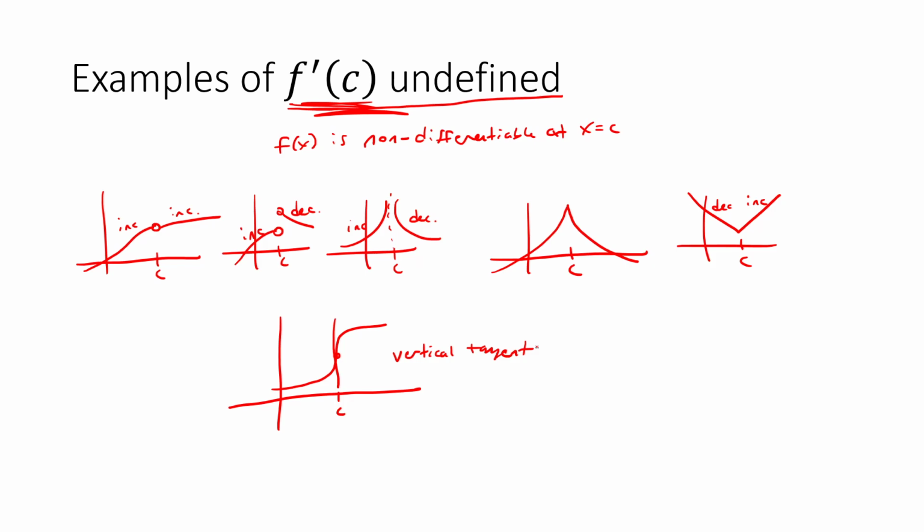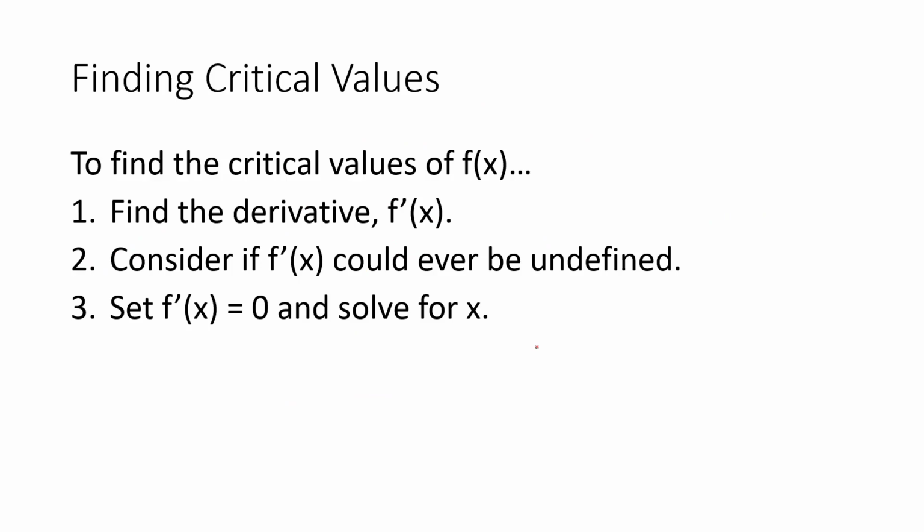Okay, so the process that we're going to go through today, to find a critical value of a function, we first obviously take its derivative. And then at that point, we think about, could the derivative be undefined? Usually no, but sometimes yeah. And then we set it equal to 0 and we solve. And I'm going to go through 4 examples right now that will help you to do the homework examples on your own.